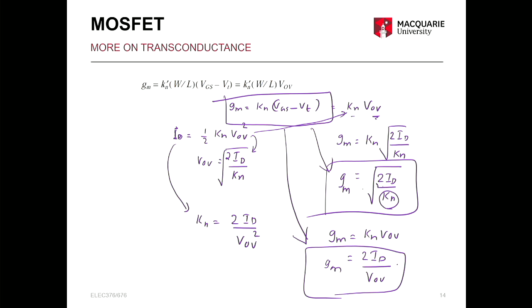Yes? The first GM we found, why is it root 2ID over Kn still? Root 2ID Kn. Where, which one? The rightmost equation. Here? This one? Yes. It will be root 2ID Kn. Oh, right, yeah, sorry. Yeah, you're right. Thank you.